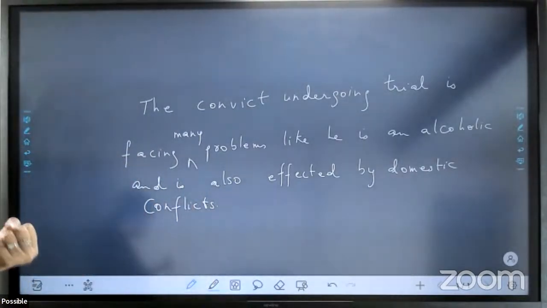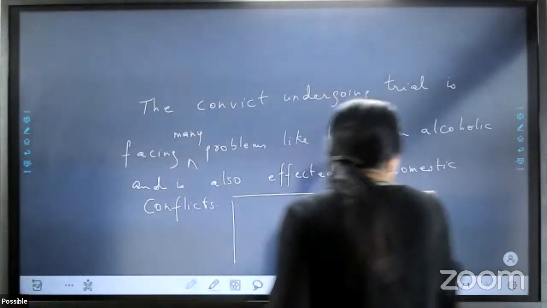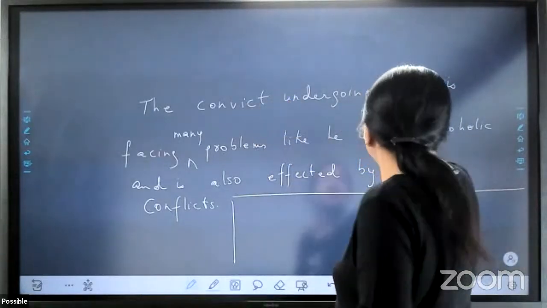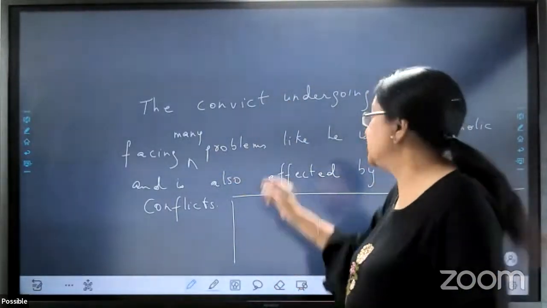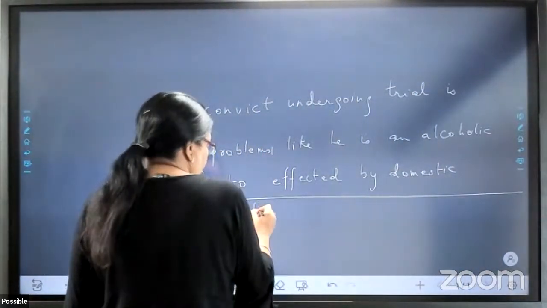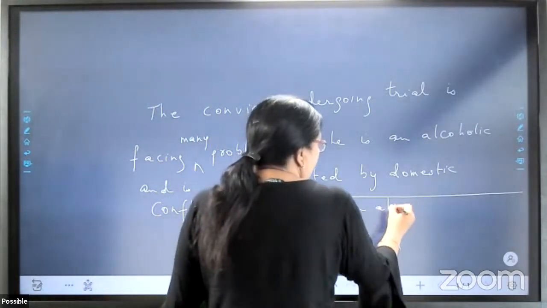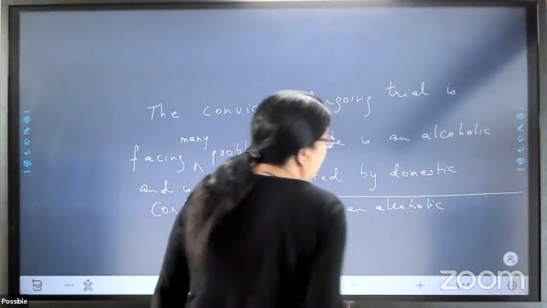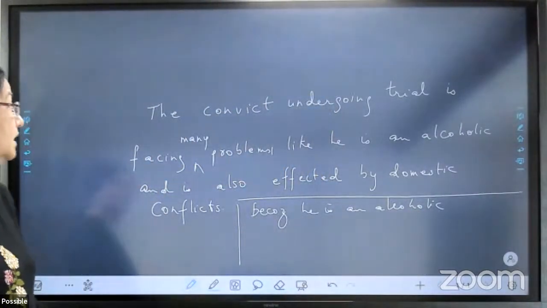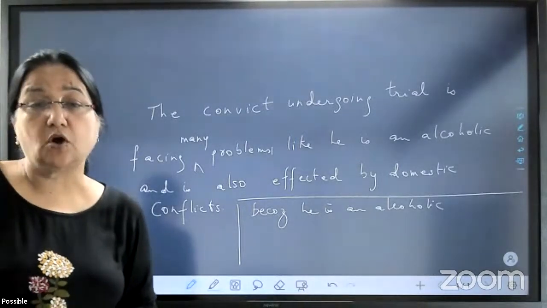Now, I'm going to make a bad summary. I'm showing you the bad summary. This is going to be my bad option choice. I'm keeping the first line the same, is facing many problems. Till problems, the line remains the same. Would you be happy if I say this as my first choice? The convict undergoing trial is facing many problems because he is an alcoholic. What is the problem in this option choice?